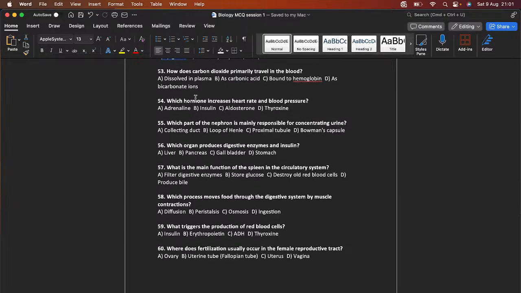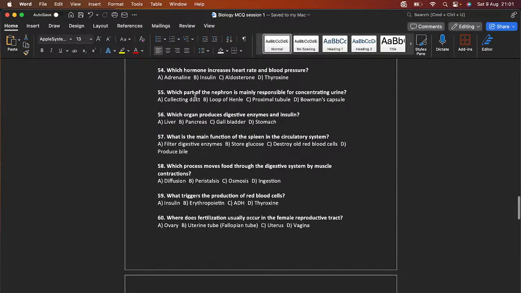Which hormone increases heart rate and blood pressure? Adrenaline, insulin, aldosterone, or thyroxine. So we saw the thyroxine is for metabolic functions, insulin is for diabetes, aldosterone is important for primarily other functions, including blood pressure control. But in this case, adrenaline is the right answer for increase of the heart rate as well as blood pressure.